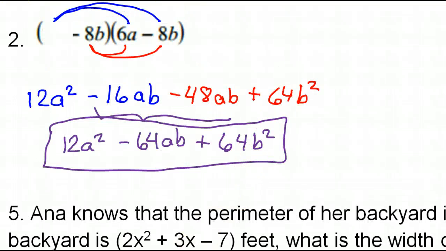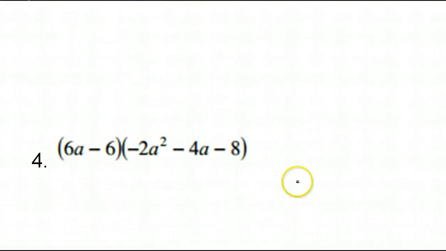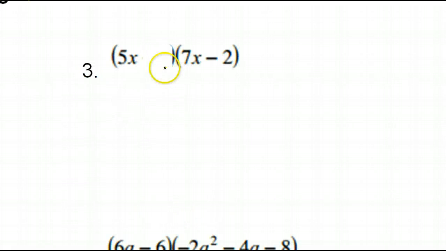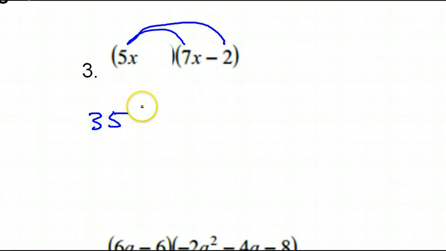Alright, let's take a look at number 3. Once again, let's temporarily cover up the 2. And let's do the distributive property with the 5x. 5x times 7x. Well, 5 times 7 is 35. And x times x is x squared. Now 5x times -2, that'll be -10x.